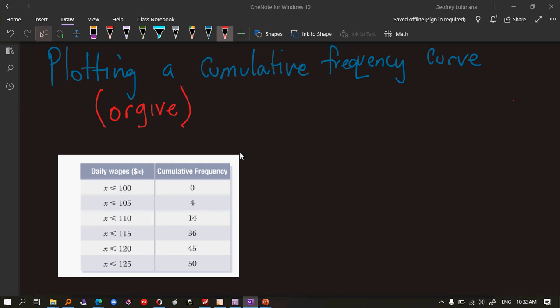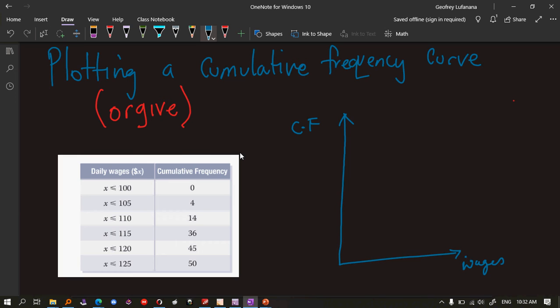Our data has daily wages, those are X dollars, and the cumulative frequency. When we are plotting a cumulative frequency curve, we are going to plot wages and cumulative frequency. So your cumulative frequency is always on the y-axis, and your wages, or your x, are going to be on the x-axis.